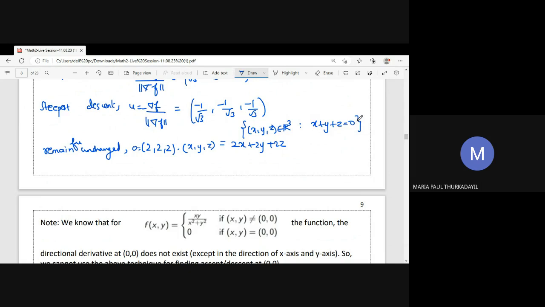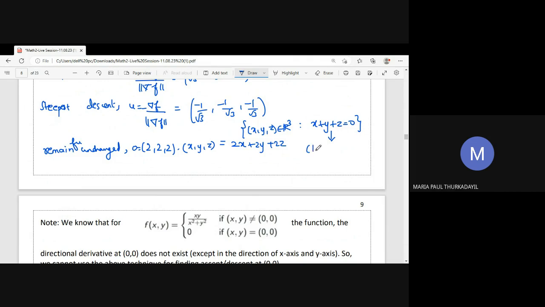Linearly independent vectors? 2 vectors. So in this case, you need to consider 2 unit vectors. You have to find 2 unit vectors which are orthogonal to this vector 2 comma 2 comma 2. So here, for example, x comma y comma z with x plus y plus z equal to 0. What are the vectors which are satisfying this condition x plus y plus z equal to 0? Any 2 vectors which are linearly independent?